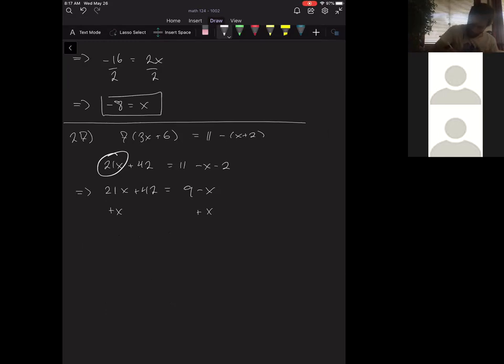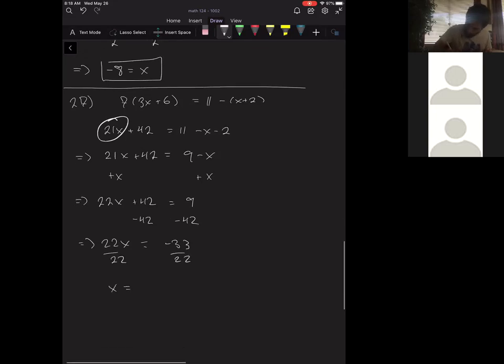So when we add x, we get 22x right here. And then we still have the plus 42. That's equal to 9. And then, just like before, let's subtract the 42. We get 22x is equal to, what was that again? So 9 minus 42 is minus 33. And then we can divide by the 22. And then we're going to get x is equal to minus 33 over 22. And then that simplifies to minus 3 over 2.